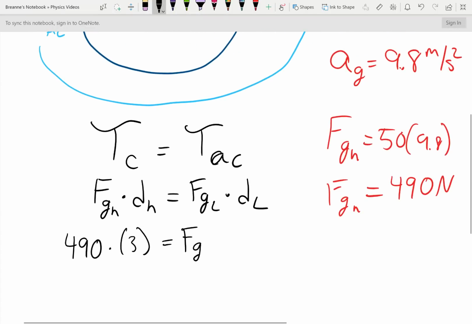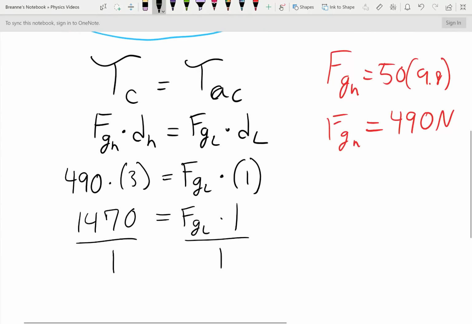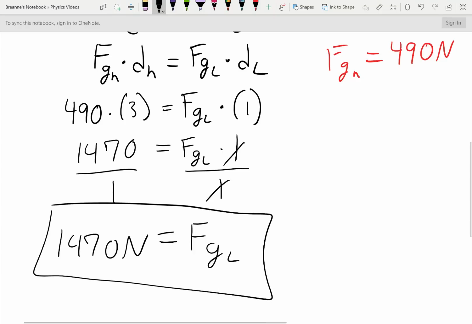We don't know the force of gravity of Leo. That's what we're trying to find. And we know the distance of Leo. And now we just solve. We've already plugged in. So we get 1470 equals our force of gravity of Leo times 1. And if you divide both sides to get force of gravity by itself, hopefully you can see that 1 just kind of disappears, and you just get 1470 newtons. So that is a very heavy lion. But that is our problem.